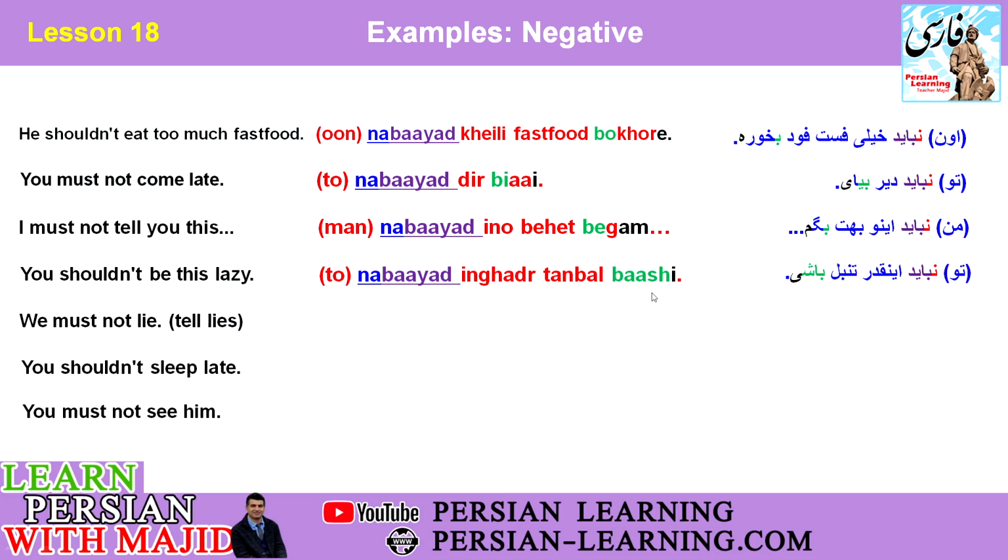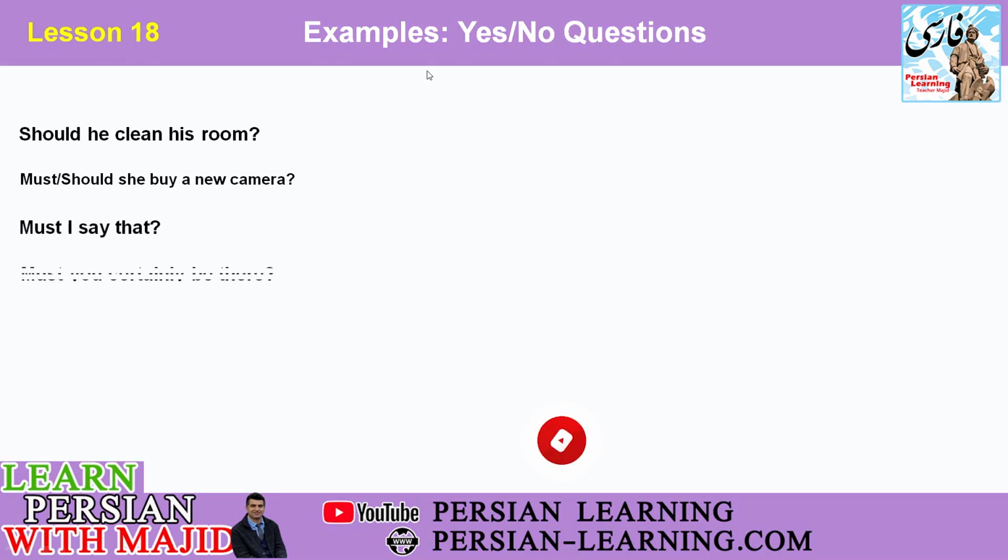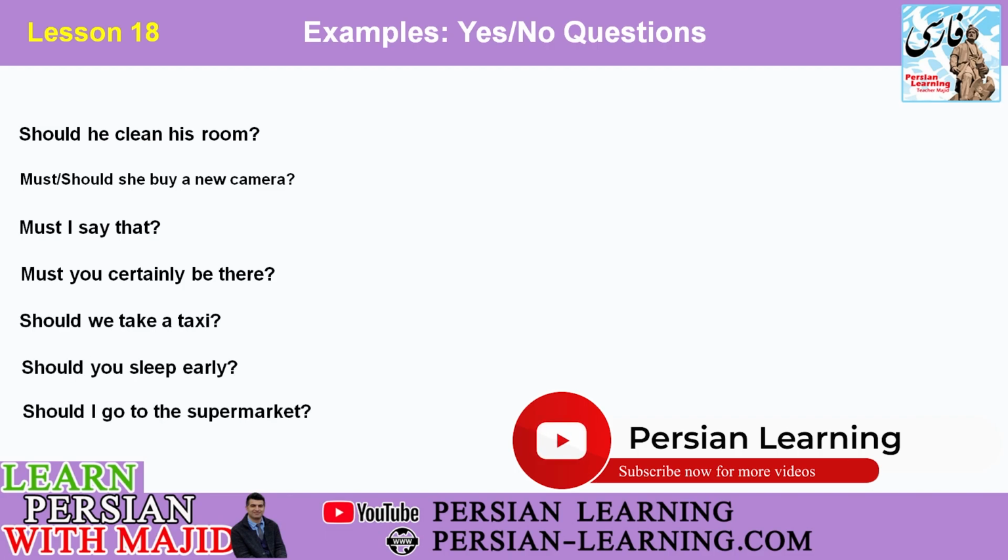Be, we said it's always باش. We must not lie. Lie or tell lies means دروغ گفتن. ما نباید دروغ بگیم. You shouldn't sleep late. تو نباید دیر بخوابی. You must not see him. تو نباید اونو ببینی. So I repeat, if you have problem with this structure, I have already explained it fully in lesson number 17. So again, yes, no question, which is very easy as you know, it's just your intonation.